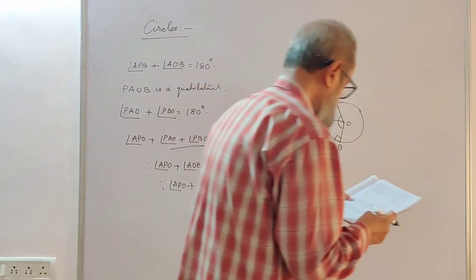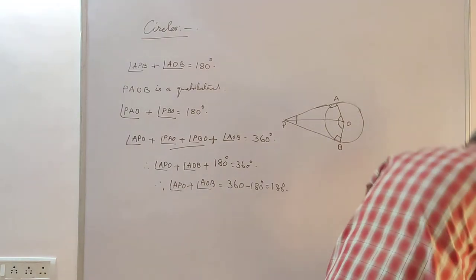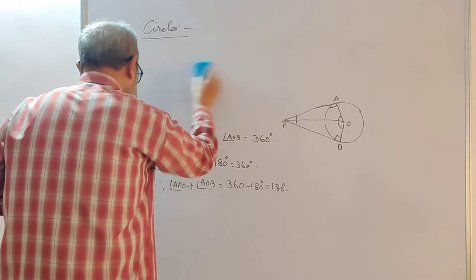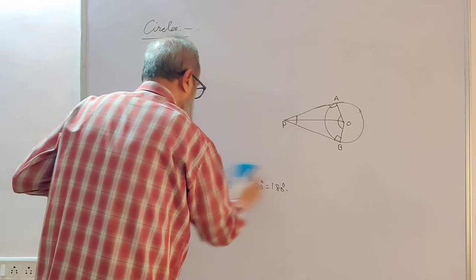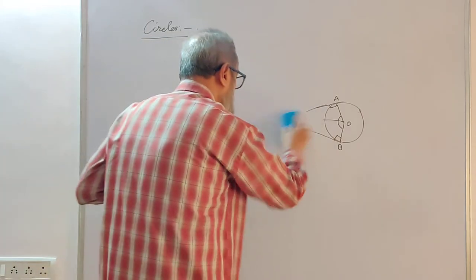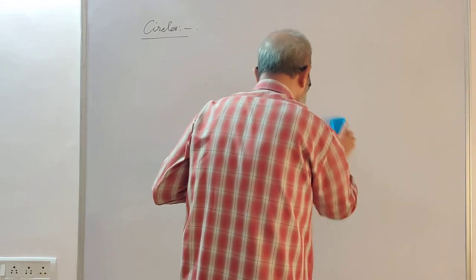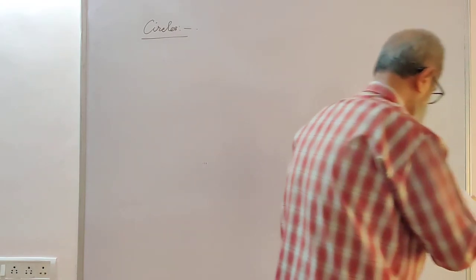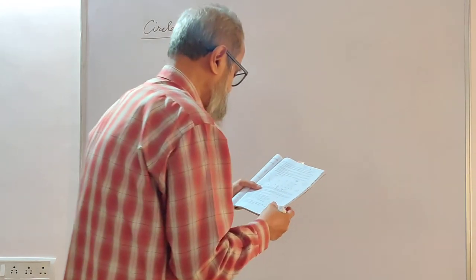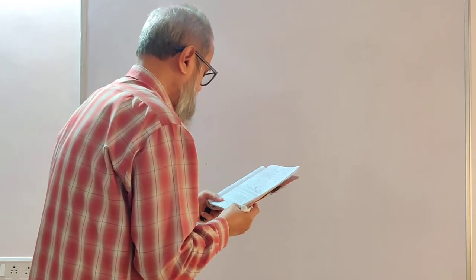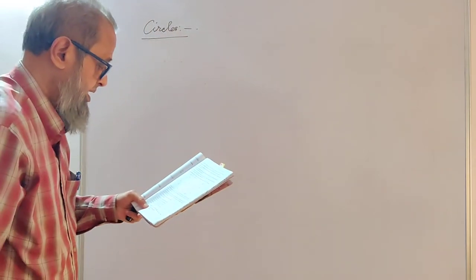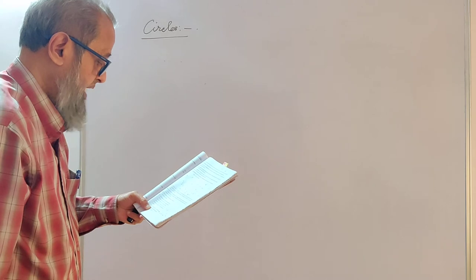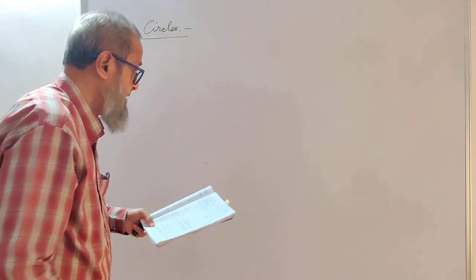Next, a triangle ABC is drawn to circumscribe a circle of radius 4 centimeters, such that the segments BD and DC into which BC is divided by the point of contact D are of lengths 8 cm and 6 cm respectively, as shown in the figure. Find the sides AB and AC.